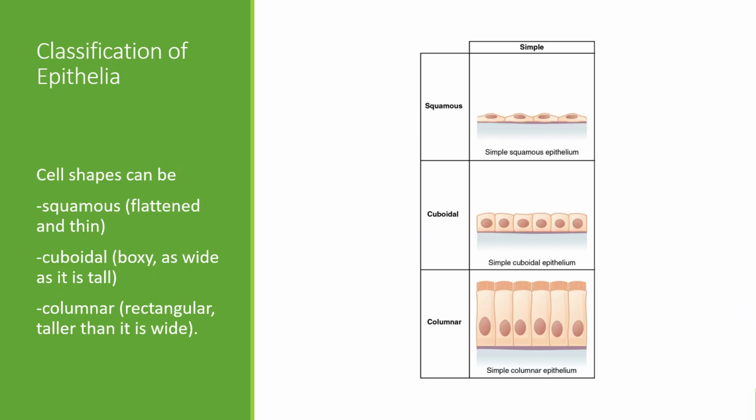Then we look at the shape. That's the second thing that we look at. There are three basic shapes, and then there are some variations within those. Squamous means flat and thin, so you can see that over in the picture. They're nice and flat. Cuboidal means a box-shaped cell or a square, so it's as wide as it is tall. You can see that in the second row there. And then columnar cells are rectangular, column-shaped cells. You can see those in the third one.